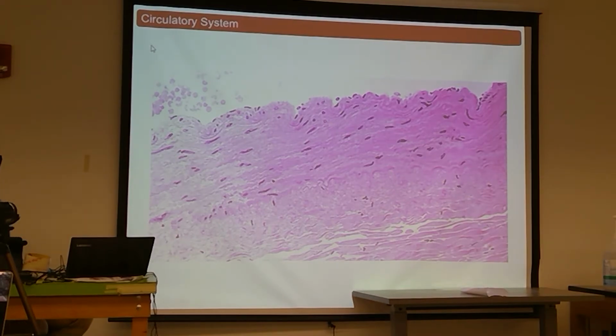Here is a slide showing you a cross section of an artery. So this is one of the bigger ones that we'll talk about here in a minute. So here, what's this up here?